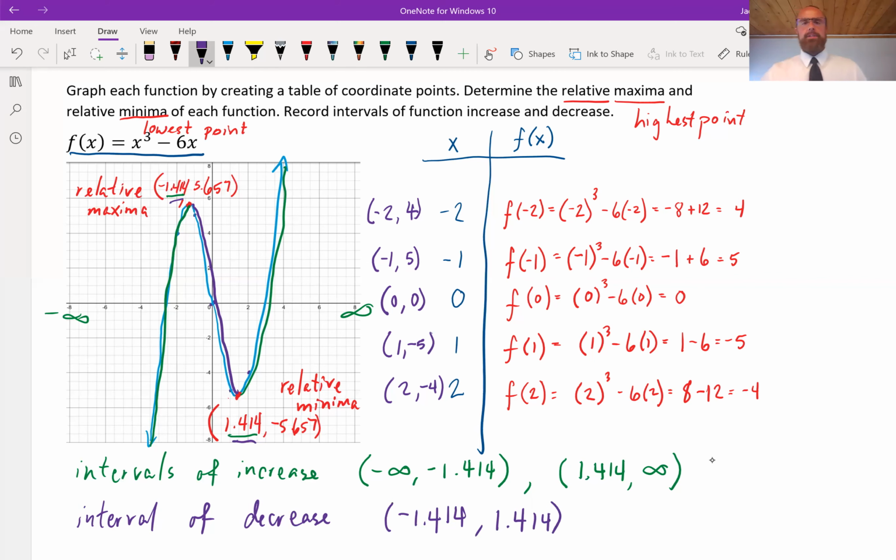And that completes that process. We graphed the function from a table. We identified the relative maxima and the relative minima using Desmos to find those coordinate points of the hill and the valley. And then we recorded the x value intervals where the function was going up, that's the green parts, and where it's going down, that middle section highlighted in purple.